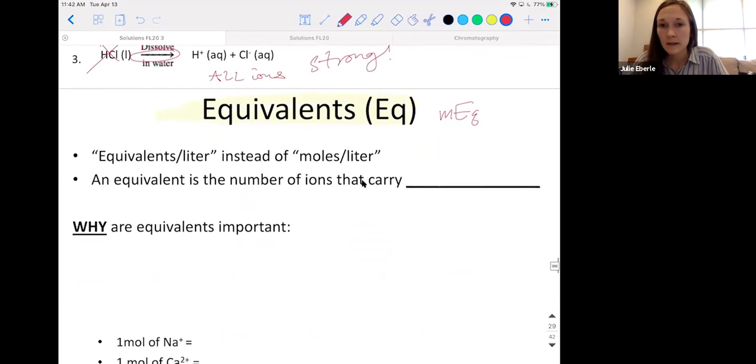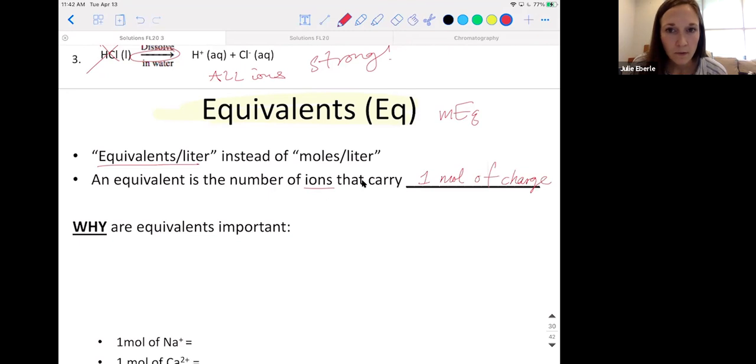So this is a way we can measure ion concentration in solutions. And it's just going to be in equivalents per liter instead of moles per liter, which is how we've typically talked about measuring solutions. I actually want to show you why these are important after I define it. So what is an equivalent? It's the number of ions that carry 1 mole of charge.